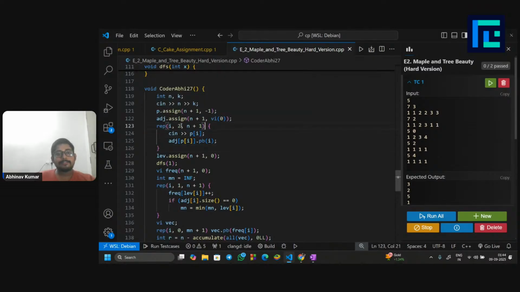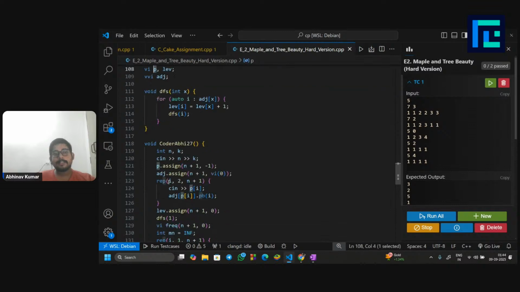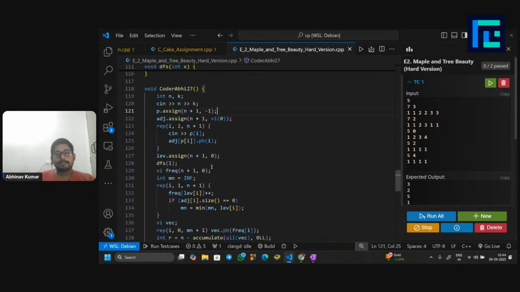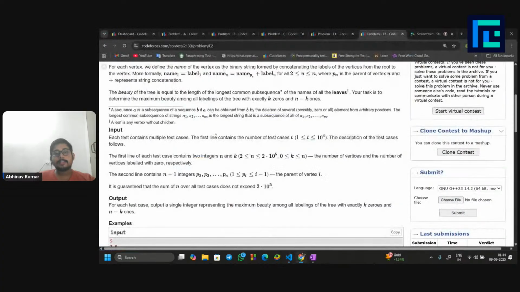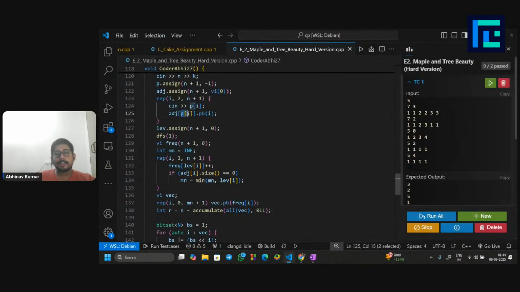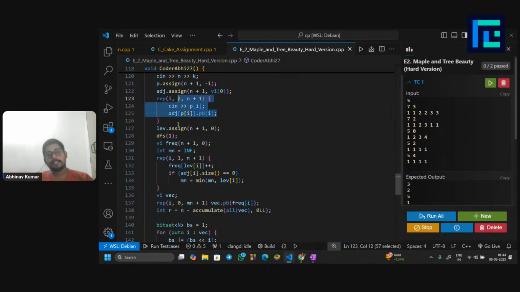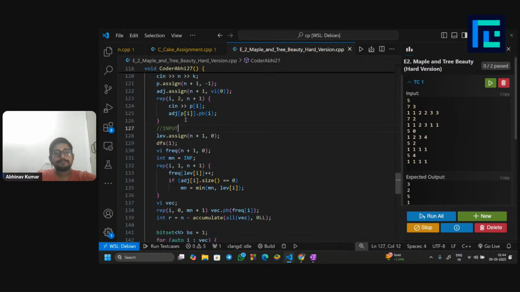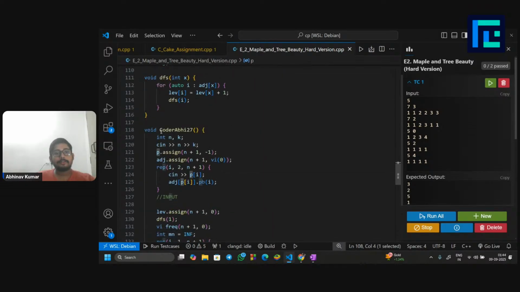So rep is basically a for loop from 2 to n. So I take the input, I get the parent of the ith node. So my parent array got updated. In my parent array, I assigned initially -1. And in my adjacency list, if pi is the parent of i, then I can assign that the child of pi is i. Okay, so I update my adjacency list. So the input part is done here. After that, my adjacency list and parent array are formed.